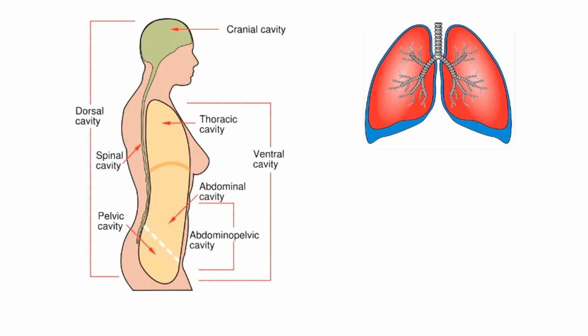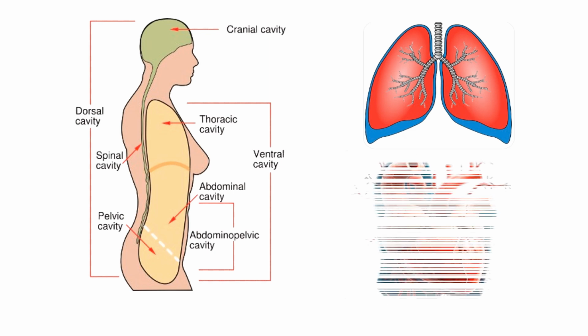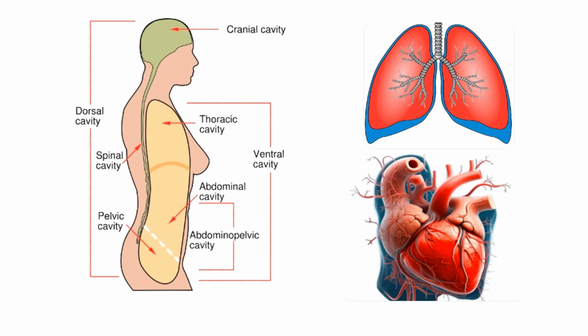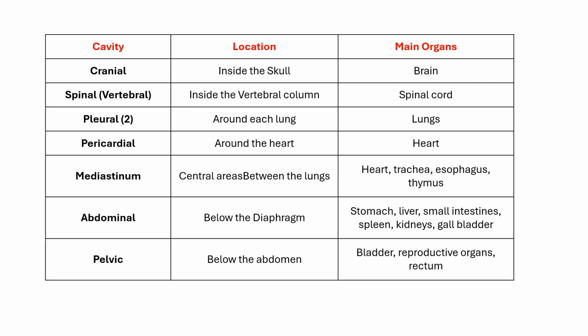See this blue color structure surrounding each lung is called as the pleural cavity, and next, this blue color structure surrounding the heart we call as pericardial cavity. This table represents the cavity, its location, and the organs that specified cavity will accommodate. First is cranial cavity. Its location is inside the skull. It will accommodate brain. Next is spinal or vertebral cavity. It is inside the vertebral column.